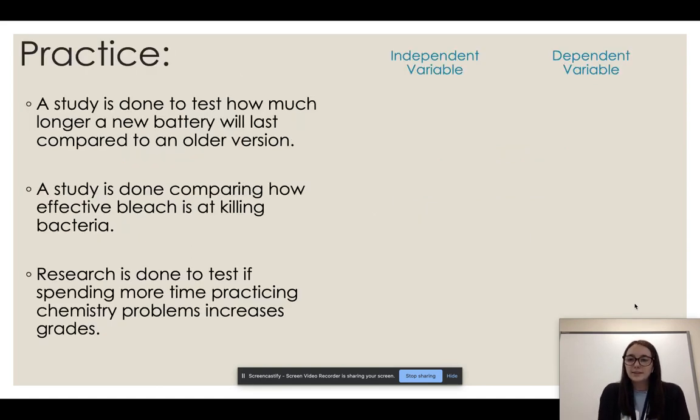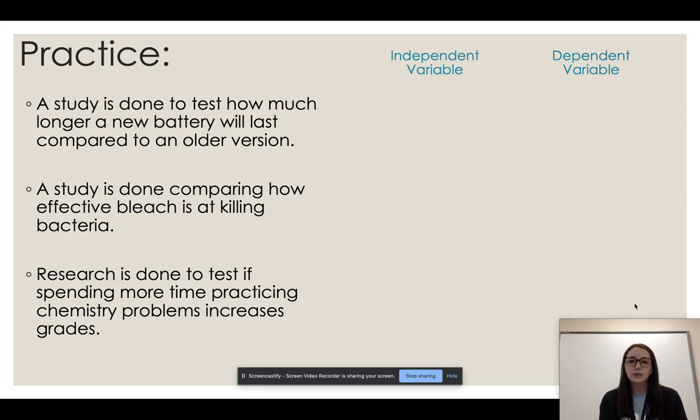I want to practice this now. Right now, I want you to write in your notebook each of the practice examples, and then I'll go through each one. So we're going to do the first one together. The first one reads that a study is done to test how much longer a new battery will last compared to an older version. So I have to get my independent variable and my dependent variable.